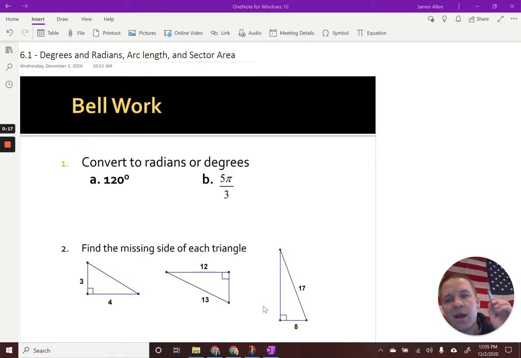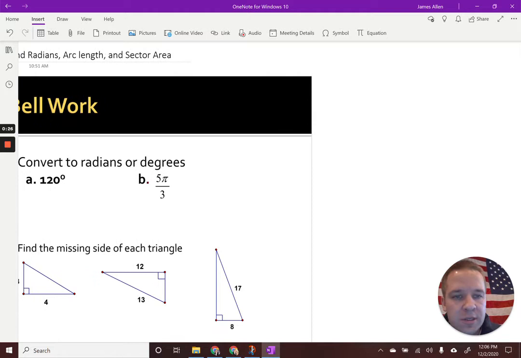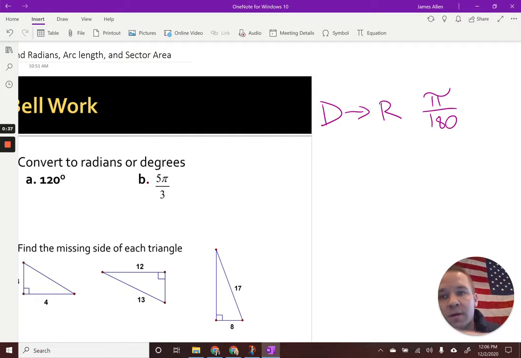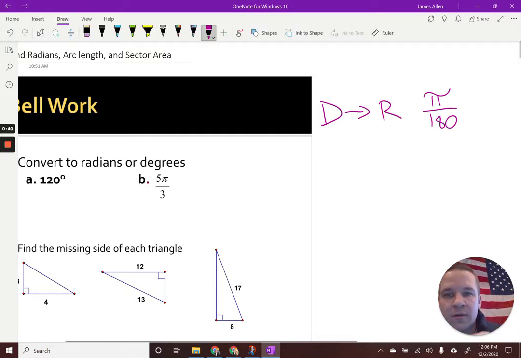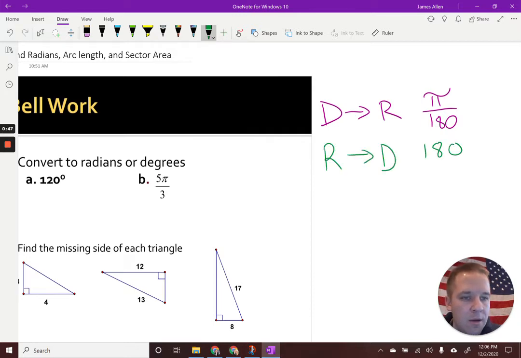But let's get started. Convert to radians or degrees. Now, do you remember how to do that? That is the question. Well, maybe we jot down a couple of formulas first. So to go from degrees to radians, I would multiply by pi over 180. All right. And then let's get a different color up here. To go from radians to degrees, I would multiply by 180 over pi.